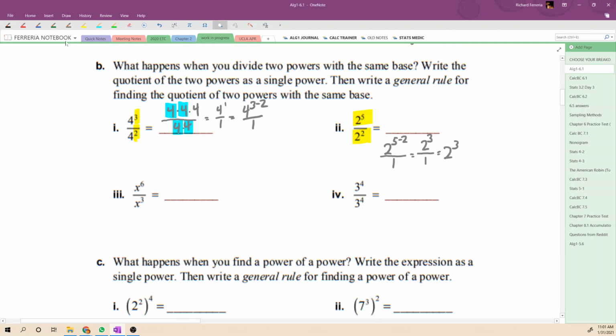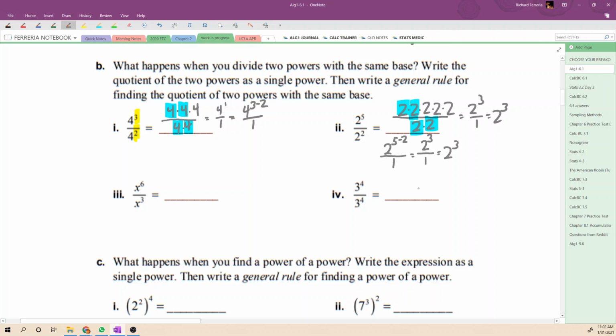We're going to move that over to the side, and then we're going to do this the old-fashioned way. 2 to the 5th power is 5 2's in the numerator. 2 squared is 2 2's in the denominator. And then we start canceling out some 2's. So this 2 in the numerator cancels out with that 2 in the denominator. This 2 in the numerator cancels with this 2 in the denominator. And look at that, I get 2 to the 3rd power over 1, or just 2 to the 3rd power.